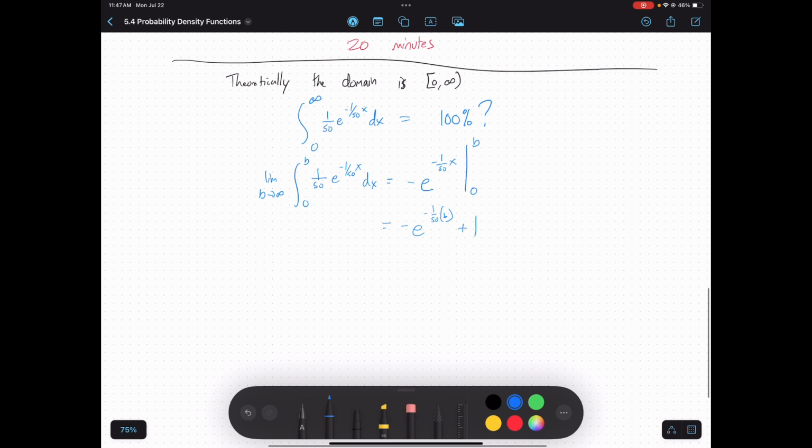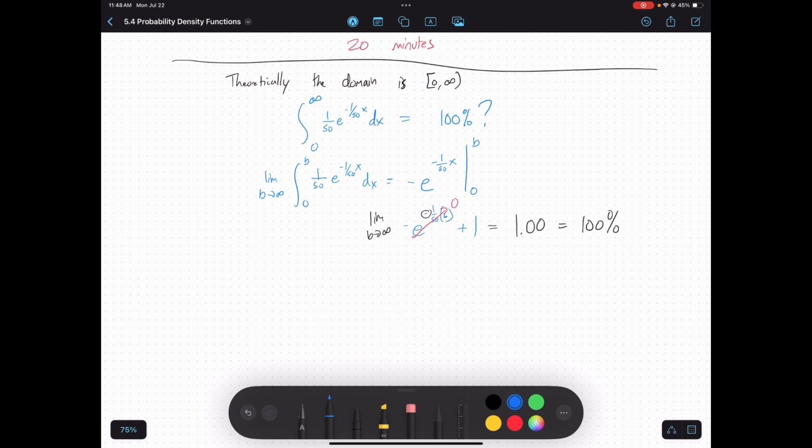Well, what happens as I forgot my limit. What happens as I let my limit approach infinity? As I let b approach infinity? Because I have a negative here, my exponent gets infinitely negative. And what is e to an infinitely negative number? This approaches 0. And so I'm left with 1, which is exactly what I want, because when I convert that into a percentage, that's 100%. So this is actually true for all probability density functions. This is a feature of probability density functions.